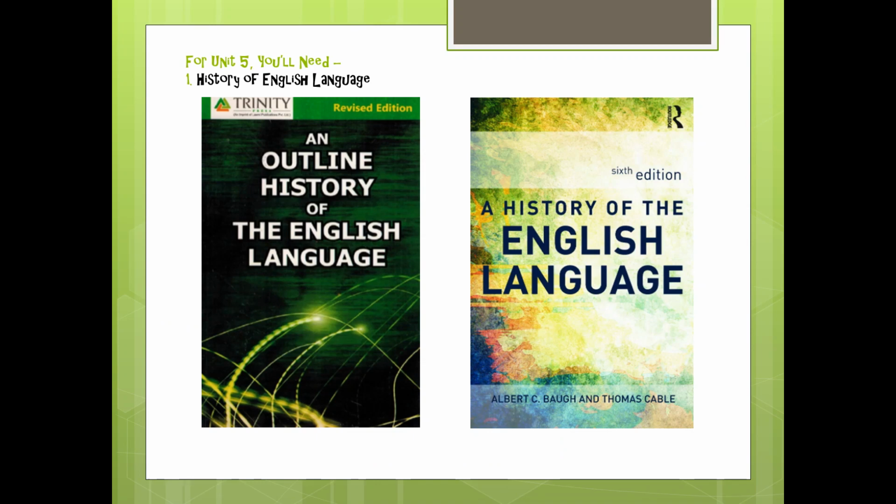So in talking about language, we first need to deal with the history of the English language. For this, two books will suffice. The first one is An Outline History of English Literature by Frederick T. Wood, published by Trinity as of now.